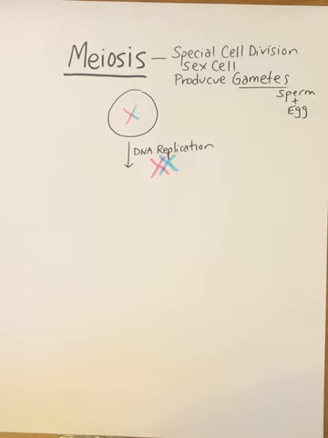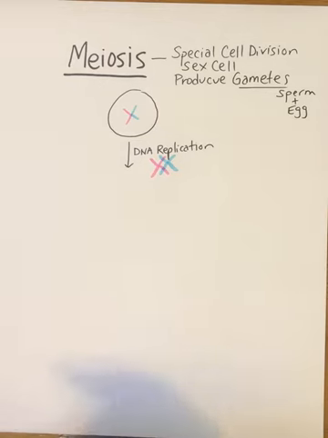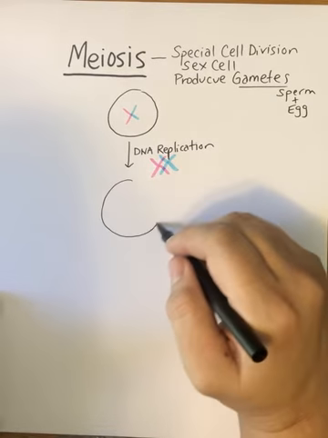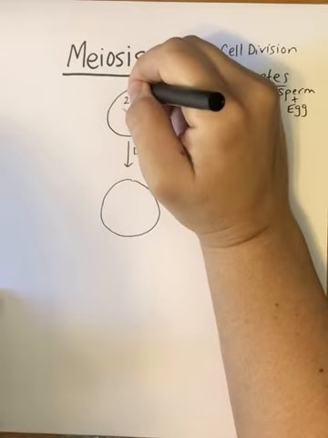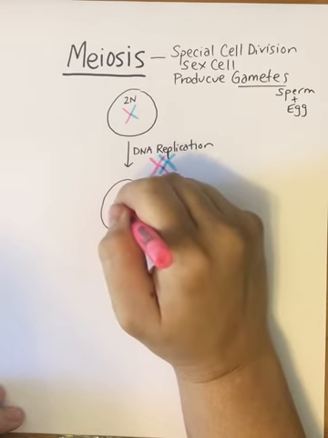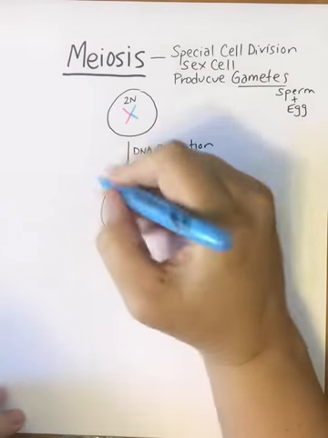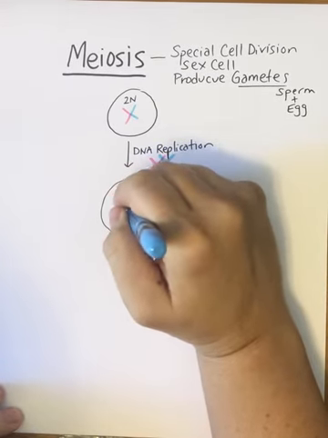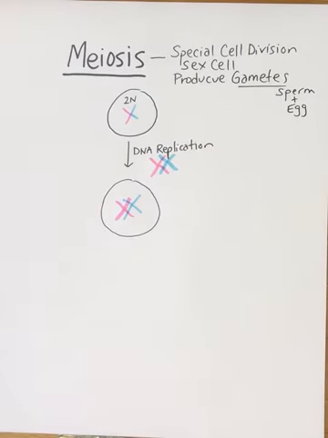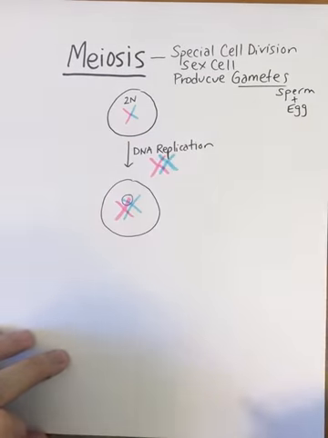Now, something special and amazing happens whenever we talk about this, and I'll cover it here in just a second. So, we start with a 2N cell. Since it's going to do DNA replication before we start meiosis, it is still considered to be 2N. Now, your chromosomes are going to actually overlap each other, and this is special only to meiosis. Something happens right here. They actually overlap each other.